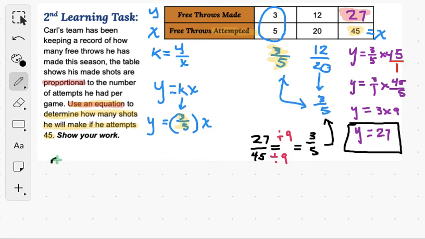He makes 27 of the 45 free throws, given that the table remains proportional. So that is our answer right there.